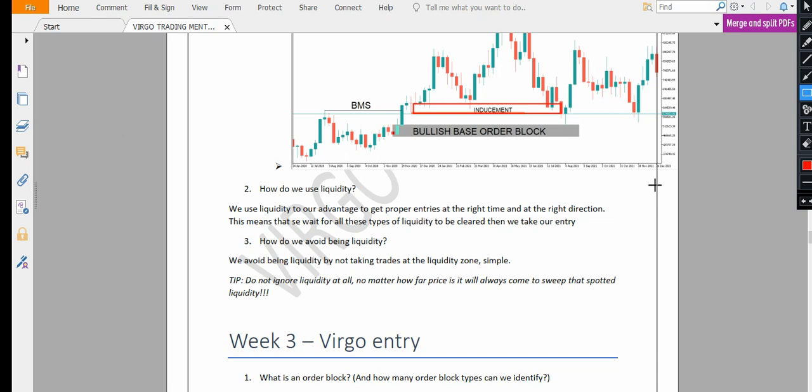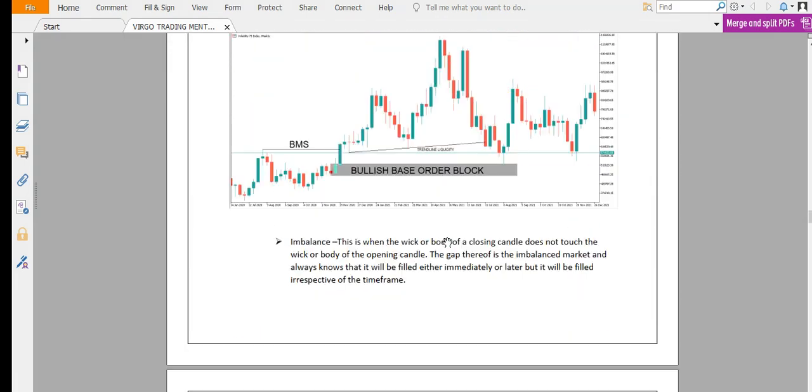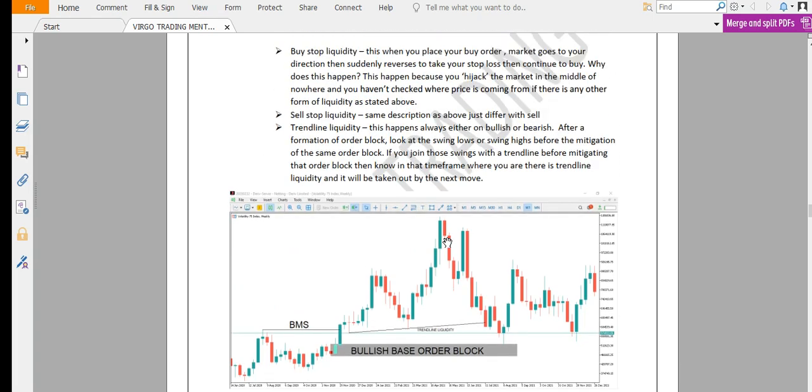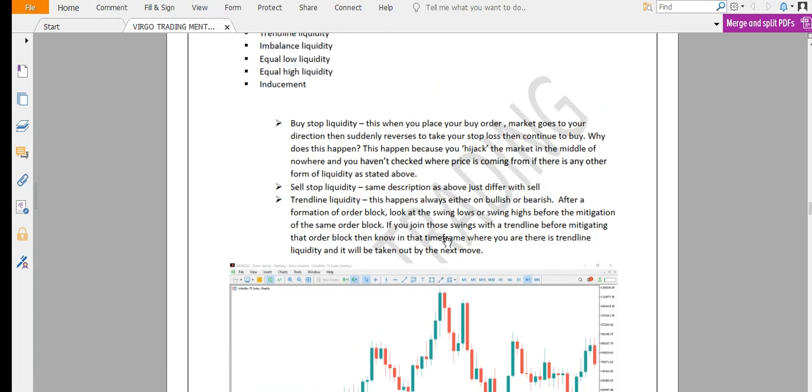I think this is the shortest chapter, and this is the end of it at less than 30 minutes. So my tip here is do not ignore liquidity at all. No matter how far price is, it will always come to sweep that spotted liquidity. Do not ignore that liquidity at all. No matter what, do not ignore it, because it plays a huge role.